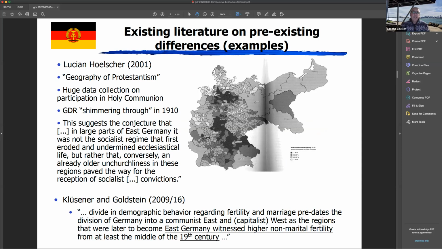So how did we get to look into this issue? It was a bit by coincidence. We were working on completely unrelated stuff.